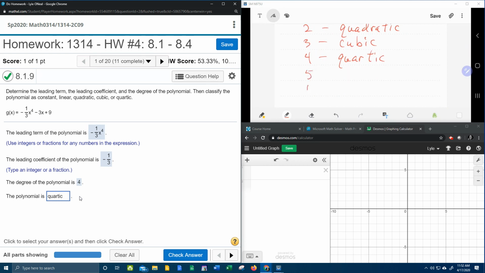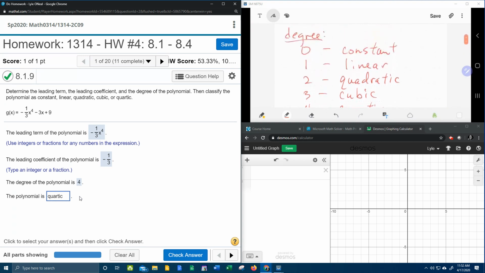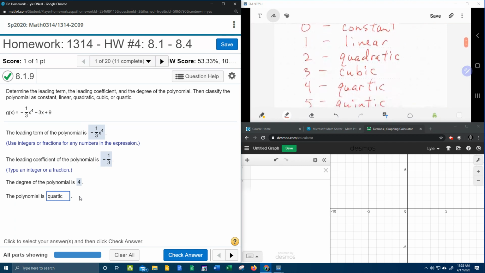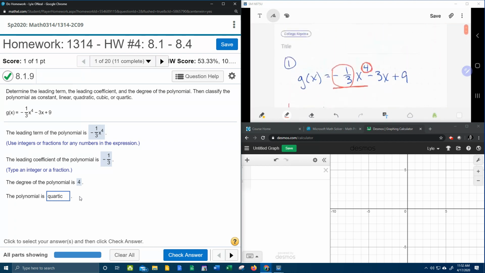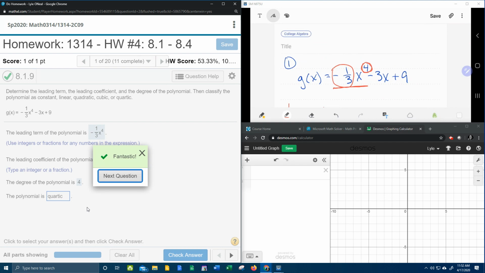And since I don't want to shortchange anybody, although it's not going to be on this problem, we're going to do the next two also. A degree of 5 would be quintic. And my favorite, degree of 6, is sextic. And so those are the way that you classify polynomials based on their degree up to a degree of 6. So let's check that last answer and see if it's right.